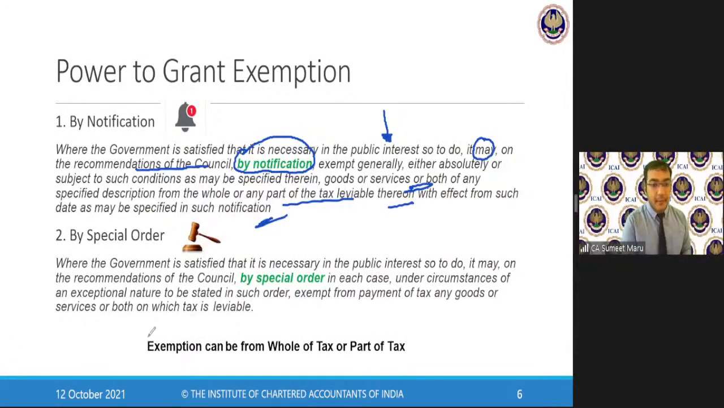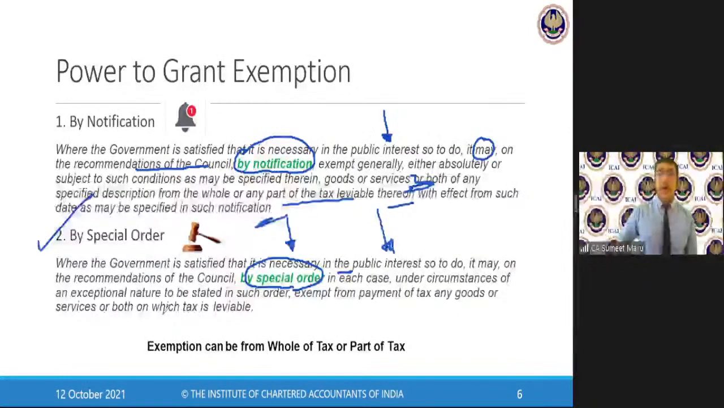The second way, see here, you can check this. The second way is by special order, where the government is satisfied, again, that it is necessary in the public interest. Again, the special order also should be necessary in the public interest. It may, on the recommendation of the council, by special order. Now see the other way they can pass the exemption. Again, recommendation of council, by special order, in such cases and under circumstances of an exceptional nature to be stated in the order. So in certain exceptional cases or circumstances, the government can again pass an exemption by a special order.